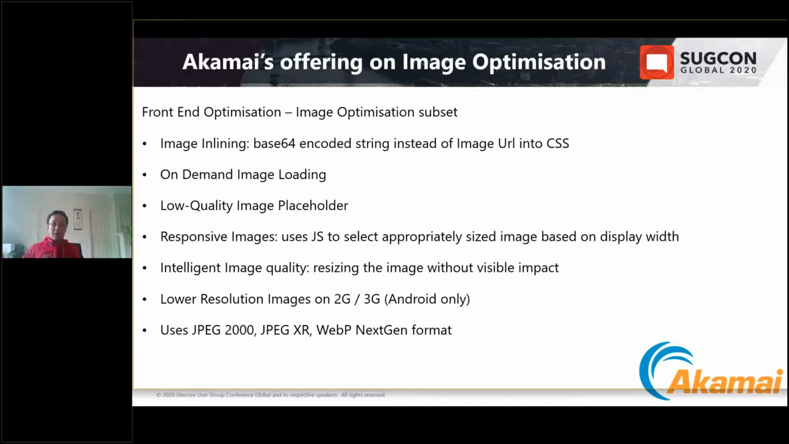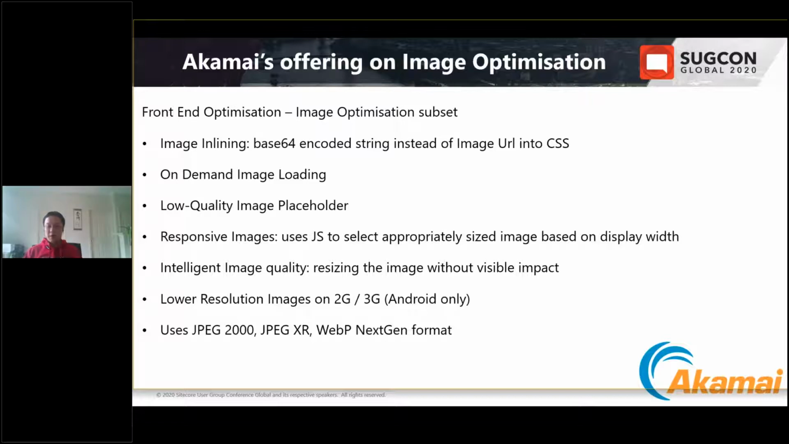Another one is front-end optimization. Again, this is available for Akamai Dynamic Site Accelerator and Akamai Ion customers. There's an image optimization subset. The first one is image inlining. It looks at your CSS references to an image, and if it sees that the image is less than 4 kilobytes, it will change the CSS and encode the base64 string into the CSS rather than using an external image file as a reference.